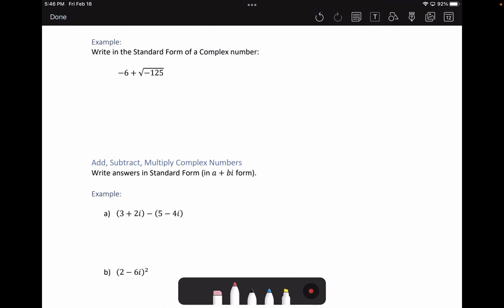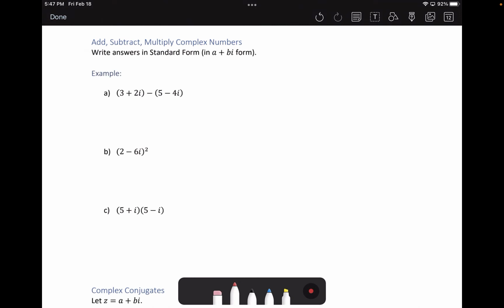If we want to rewrite this number in standard form, the first thing we'll do is pull i out of the square root. So -6 plus the square root of 125 times square root of -1. Simplify the square root. This is the same thing as 25 times 5 times the square root of -1. So we get -6 plus 5 square root of 5i.